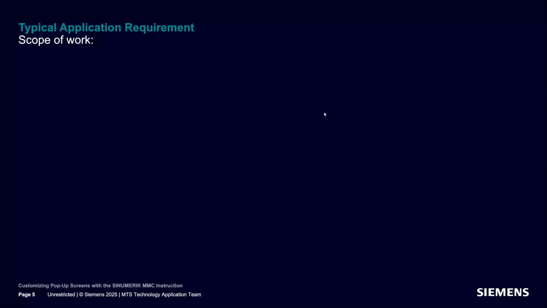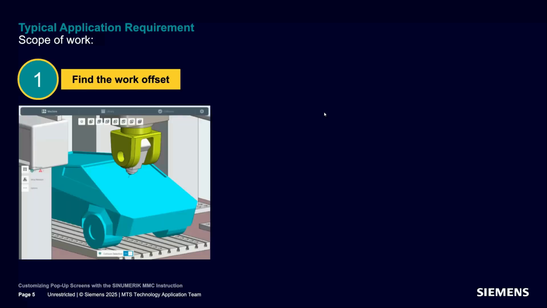Before we get into it, I want to take a look at a typical application requirement. So this is something that a lot of us have to do. Imagine we have a part that's gone through some kind of first operation already, and we have to do a second operation on top of it. Well, we need to know where that part is sitting in space. So we want to find the work offset.